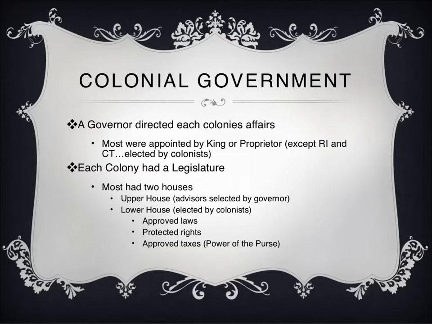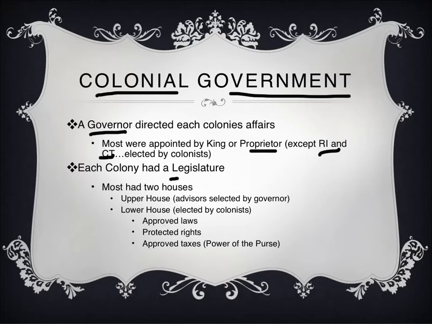All right, so let's talk about how the colonies were governed. The government in the colonies. The head of every colony was a governor, and he directed the affairs of that colony. Now, most of these guys are appointed directly by the King of England or by the proprietor. Remember what a proprietor is? That's a guy who gets the land in exchange for a monthly payment, so he kind of makes the rules. So he picks who's going to be the governor. Now, there are two exceptions to this. In Rhode Island and Connecticut, the governor is elected by the colonists. But in the other 11, the governor is appointed by the king or the proprietors.